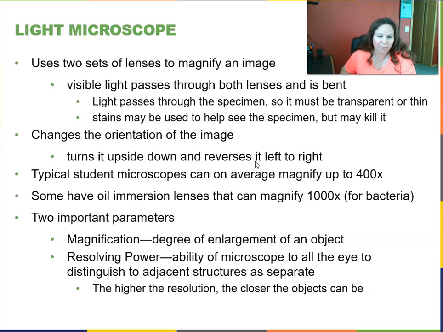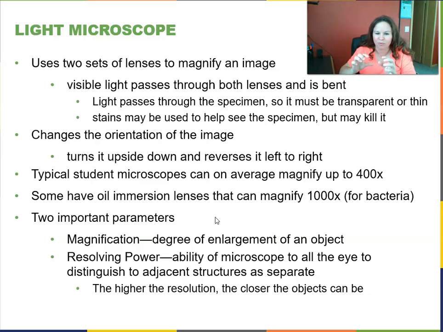Something to be aware of when you're using a microscope, because you're using two lenses, it actually changes the orientation of your image. It flips it upside down and reverses it left to right. So as you're viewing things under a microscope, it's something to be aware of. And if you're moving your slide around, if you physically move it to the right under the microscope, it's going to look like it's going to the left.